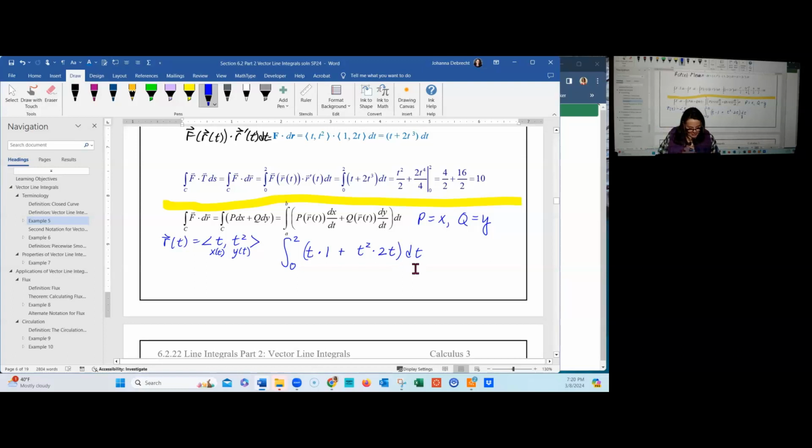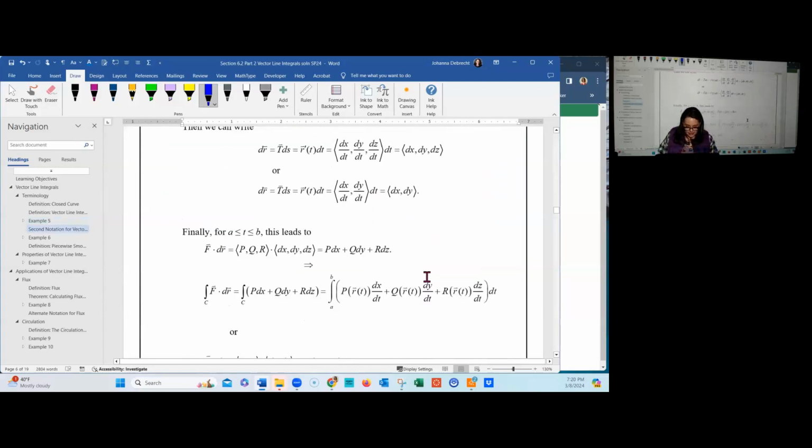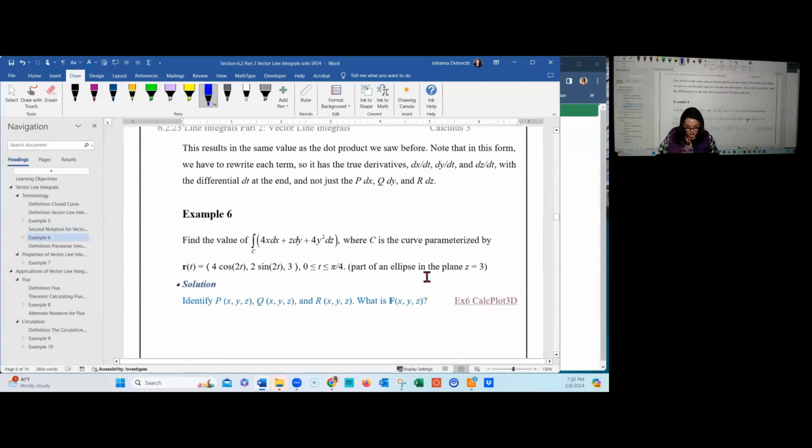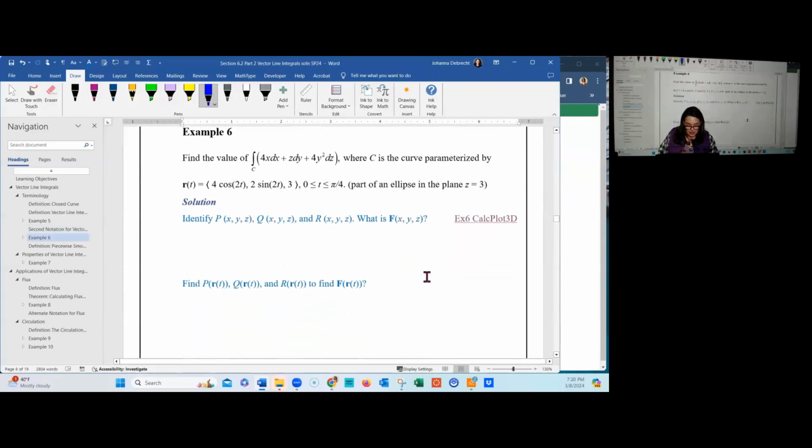Let's go ahead and apply this to another example, example 6. Then we'll move on to the next definition.